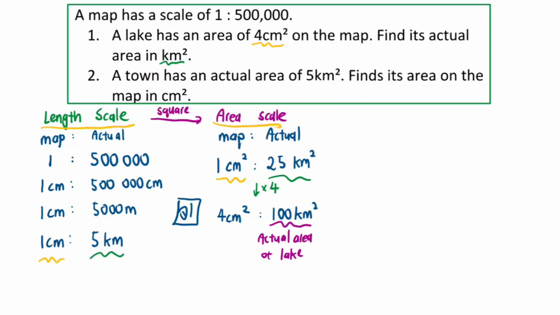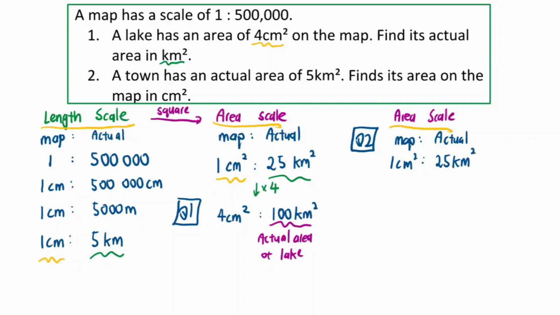Next we'll try to answer question 2. We start off with the area scale first, because it involves area. So 1 cm square on the map represents an actual area of 25 kilometers square. For question 2, we have a town that has an actual area of 5 kilometers square. Find its area on the map in cm square.